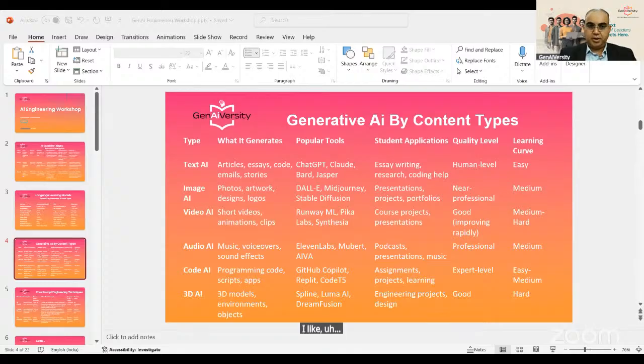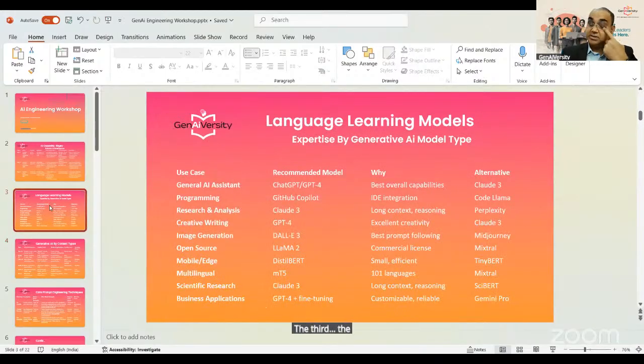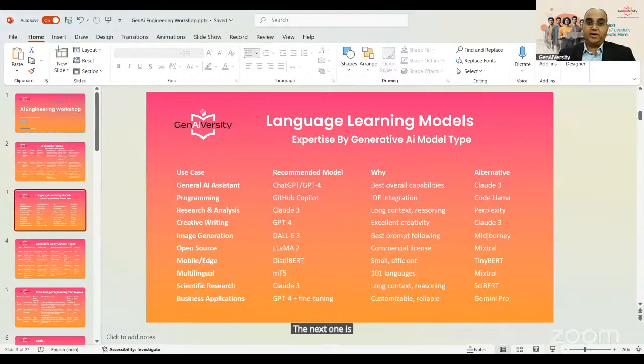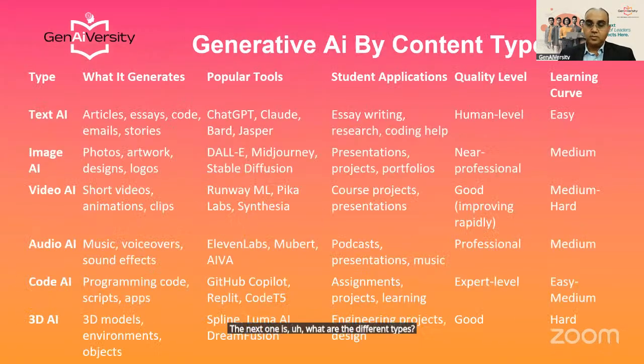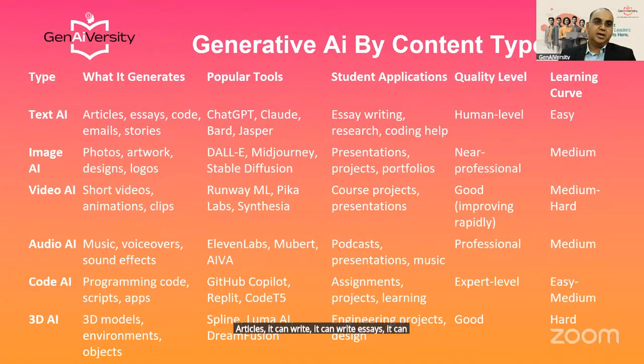Now let me continue where we are. The third one we discussed is the language learning models. The next one is the different types, the content types. We just discussed text: it can generate articles, write essays, code, write emails, write stories, anything and everything.